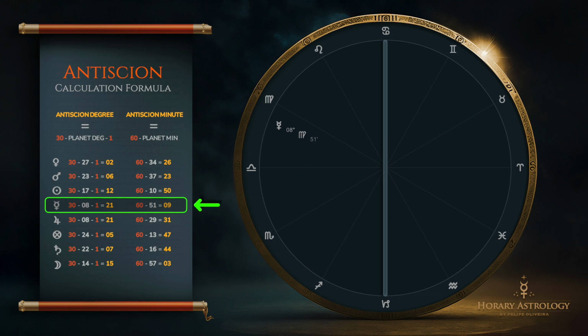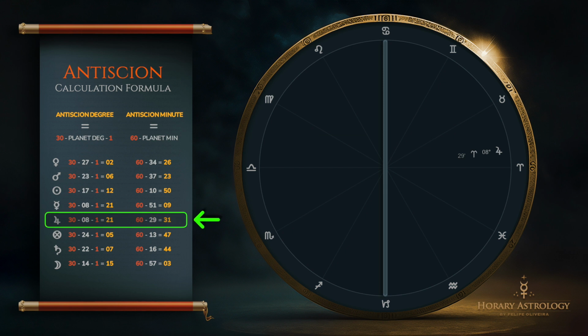Mercury is at 8 degrees and 51 minutes of Virgo. 30 minus 8 is 22, minus 1 is 21. 60 minus 51 is 9. Mercury's Antiscion is at 21 degrees and 9 minutes of Aries.